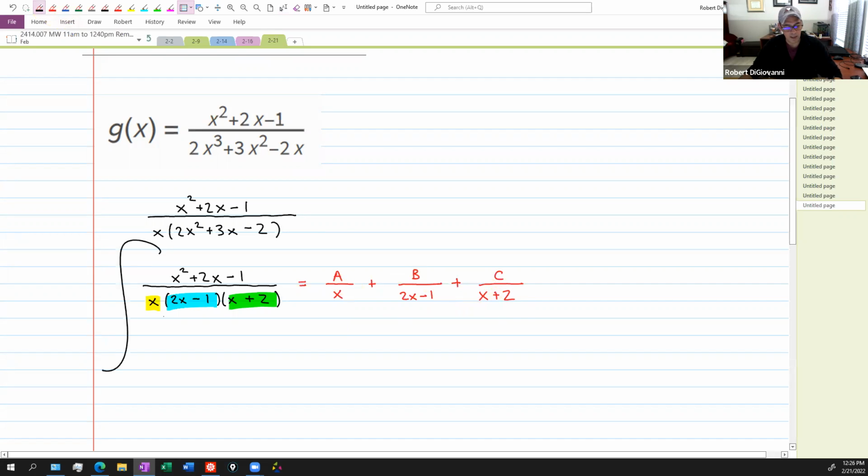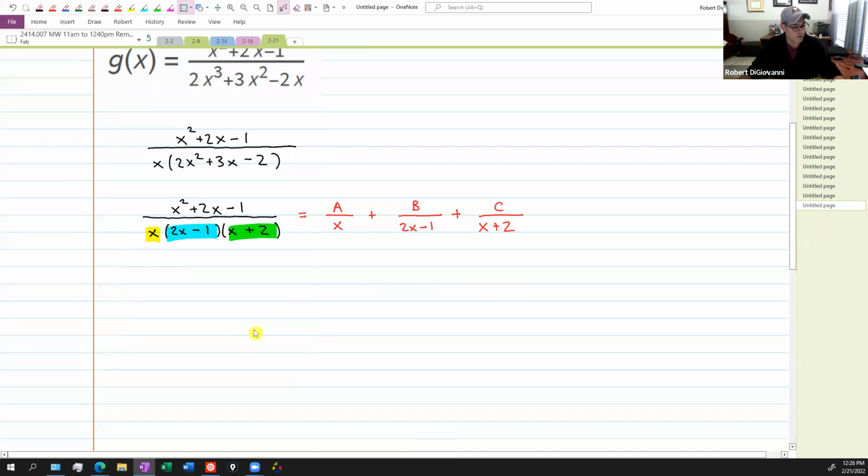If we actually wanted the integral here, instead of doing the integral of the left side, we just do the integral of the right side. And this would be easy because this is constant over linear, constant over linear, constant over linear. We should get 3 natural logs there, shouldn't we? It was like the first thing we talked about today. Okay, so how do you go about this?